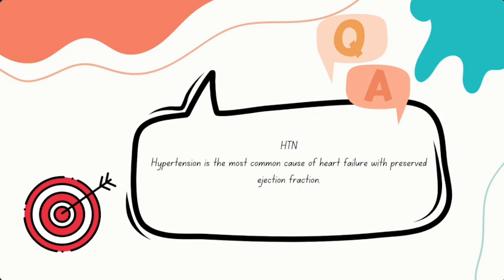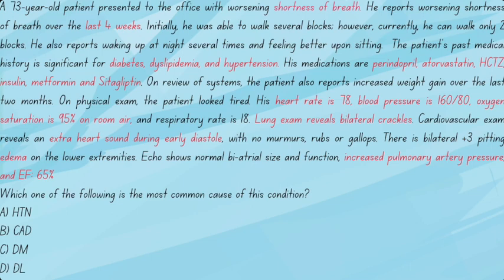Let's go back to the question and see what are the key important findings. So we have a 73-year-old patient. First, I always start from here. Which one of the following is the most common cause of this condition? Hypertension, coronary artery disease, dyslipidemia, or diabetes. A 73-year-old patient presents to the office with worsening shortness of breath over the last 4 weeks. So it's chronic shortness of breath.